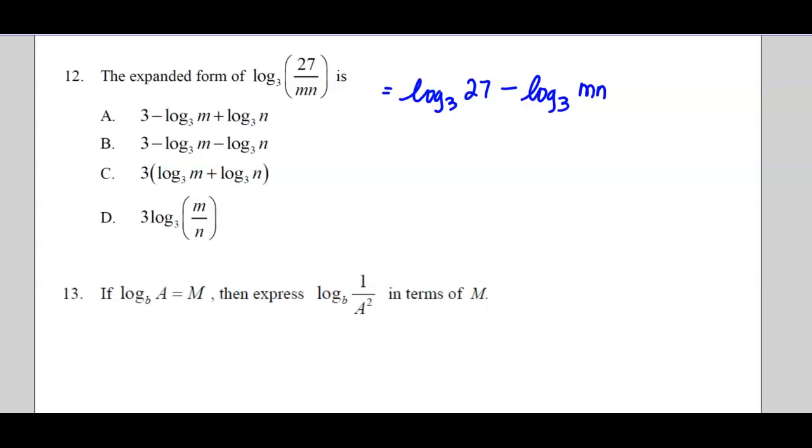Okay, so that's my first step that I do. Numerator, denominator. I don't see my answer there. Then think, oh, well, that's a product in itself. And actually, I can evaluate log of 27 is 3.